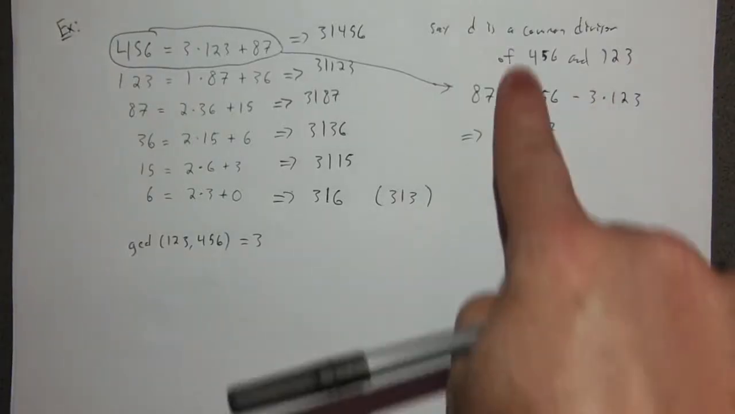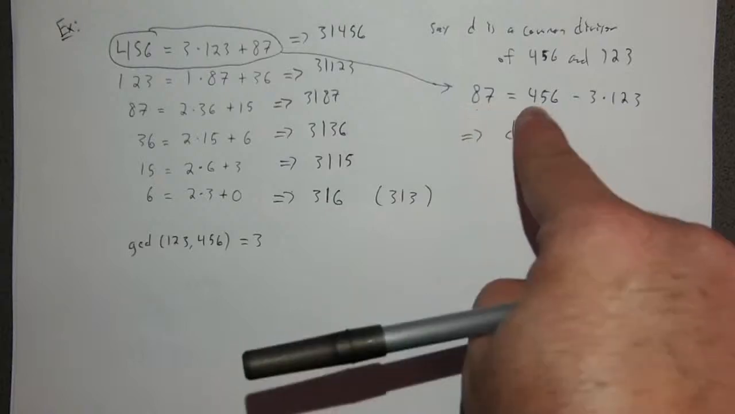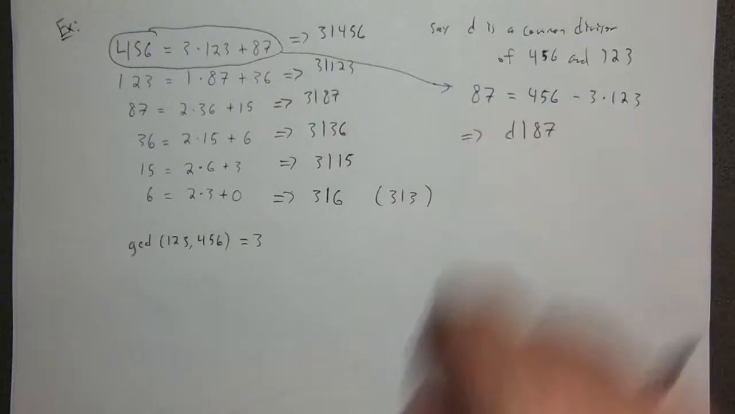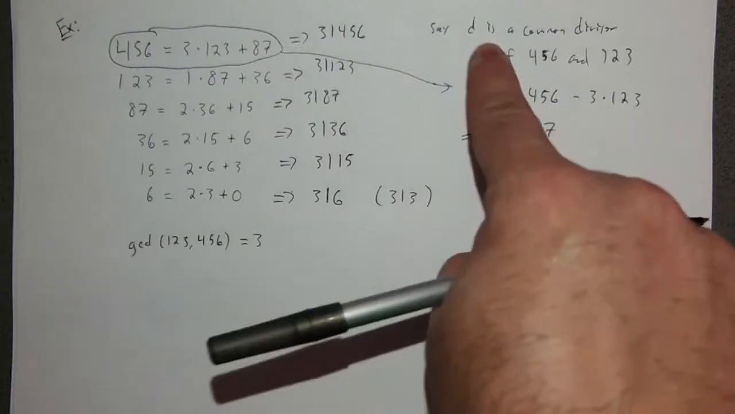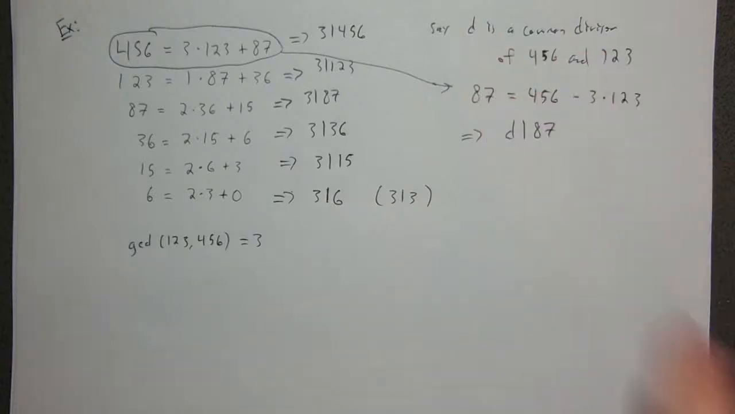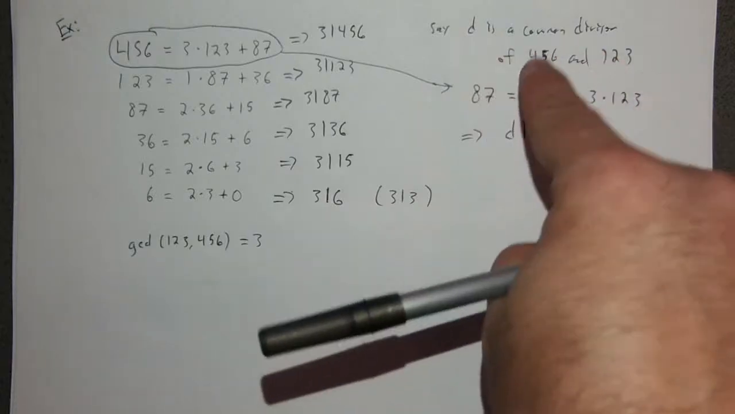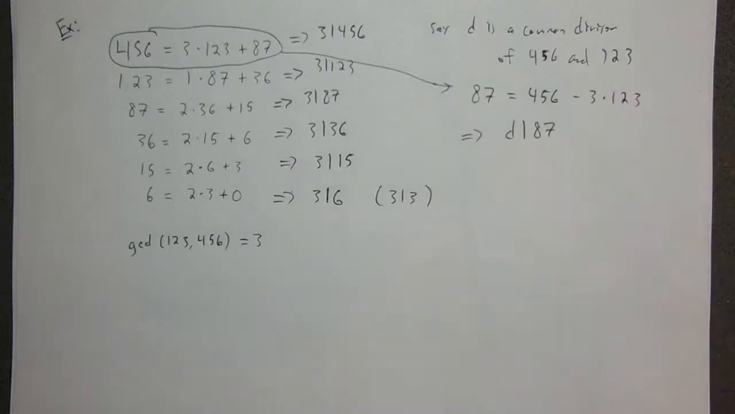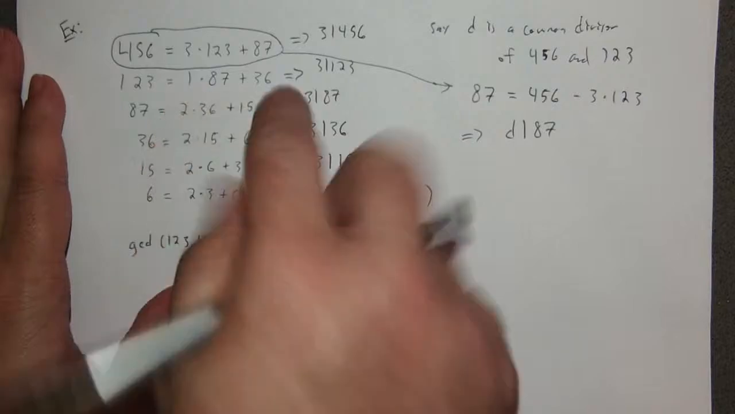Okay. If D divides 456 and 123, since 87 is a linear combination of those two numbers, D has to divide 87. So D is a common divisor of 456 and 123, so D divides 456, D divides 123. By this fact, it also divides 87. We just continue going down the line, right?